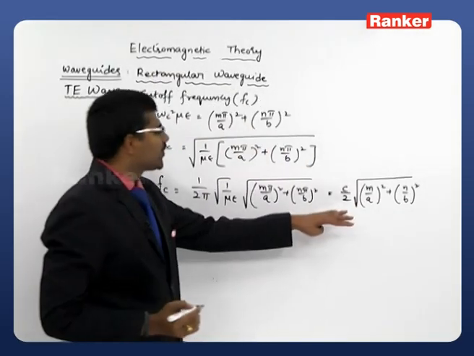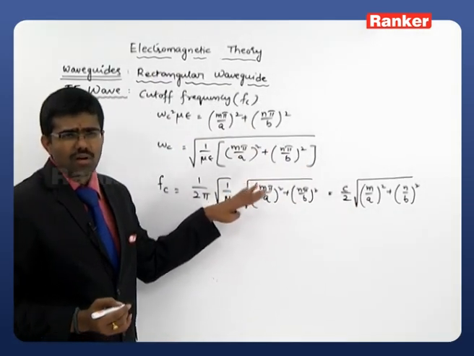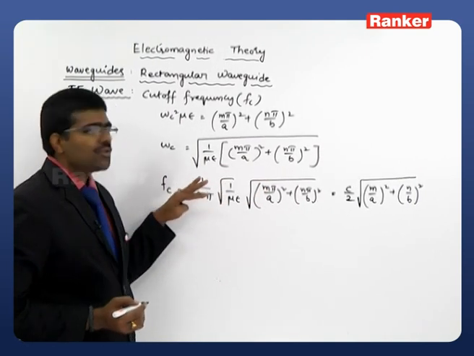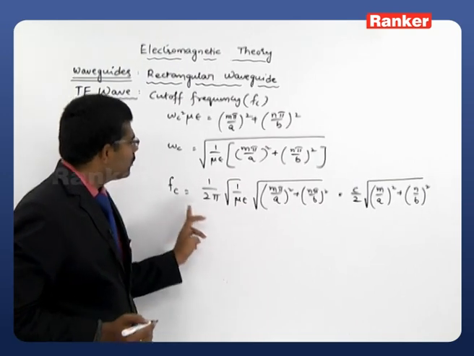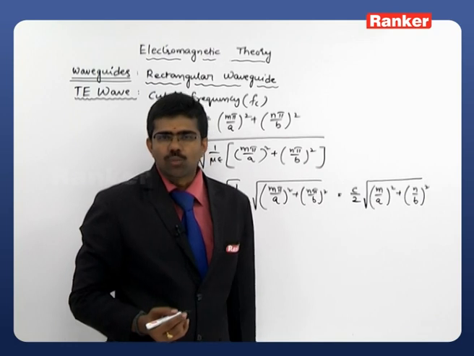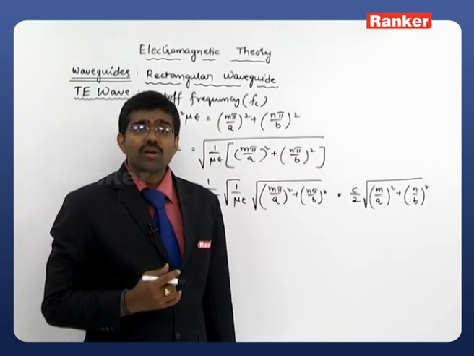This is a simple equation for our cutoff frequency. Remember this cutoff frequency equation. It is very easy to remember and will be very useful for solving problems. fc equals c by 2 square root of m by a whole square plus n by b whole square. From this one we can obtain the cutoff wavelength also.